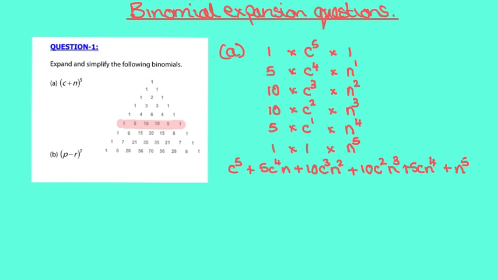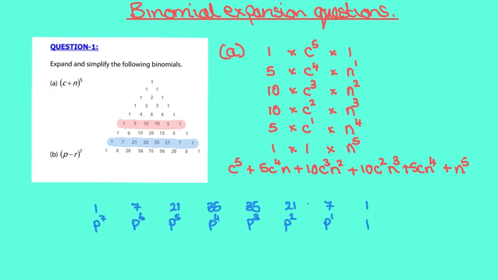B. Because n is 7, highlight the 8th row of Pascal's triangle. Now write down 1, 7, 21, 35, 35, 21, 7, 1. Now write down the powers of p. P to the 7, p to the 6, p to the 5, p to the 4, p cubed, p squared, p to the power of 1, p to the power of 0 is 1.